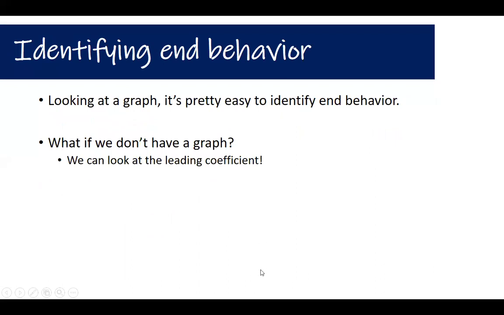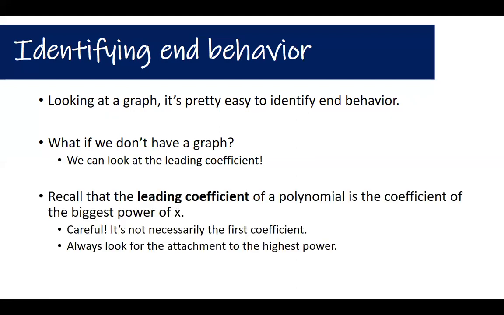Looking at a graph like these, it's pretty easy to identify that end behavior. Just trace it with your pencil, right? But what if we don't have a graph? And maybe we don't have our graphing calculator in front of us, so we can't even use that. We can actually use the leading coefficient to tell us about our end behavior.